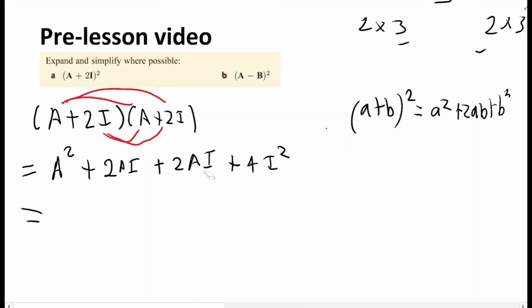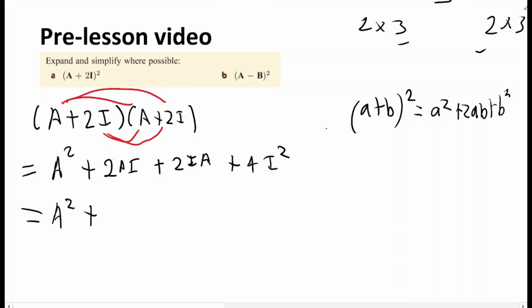The thing that I've done wrong is the third term here. We got it by doing 2 times I times A. So I should have kept it in the same order, 2 times I times A. Really important that you do that because it actually does matter what order you times matrices in. So let's see what this simplifies down to.